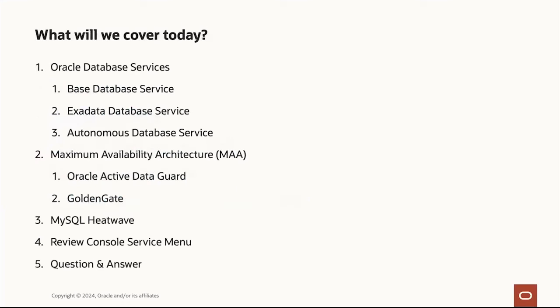On today's agenda, this is what we'll cover. We'll go over some different Oracle database services: base database, Exadata database, and autonomous database. Then we'll dive into maximum availability architecture tools, Oracle Active Data Guard as well as GoldenGate. And lastly, we will talk about MySQL HeatWave for a little bit before we dive into the demo of the autonomous database service.